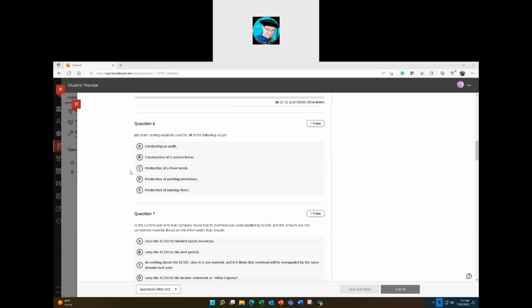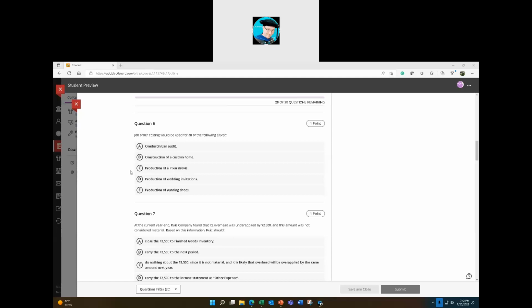Here's the hint for question 6. You need to know the difference between job order costing and process costing, because one of these is a process. All of the other ones are jobs. The one that's the exception is a process, not a job.